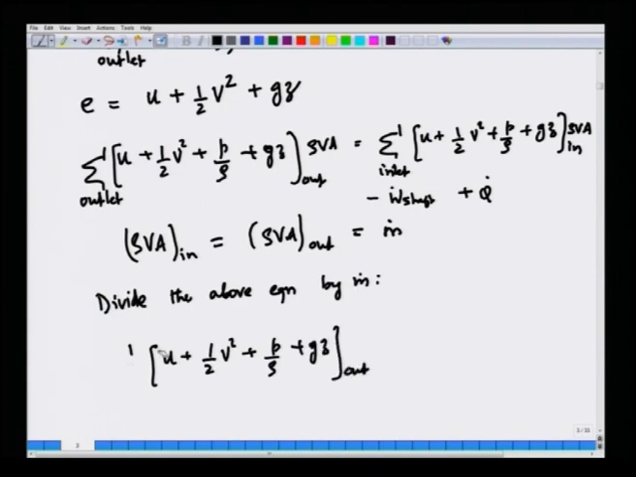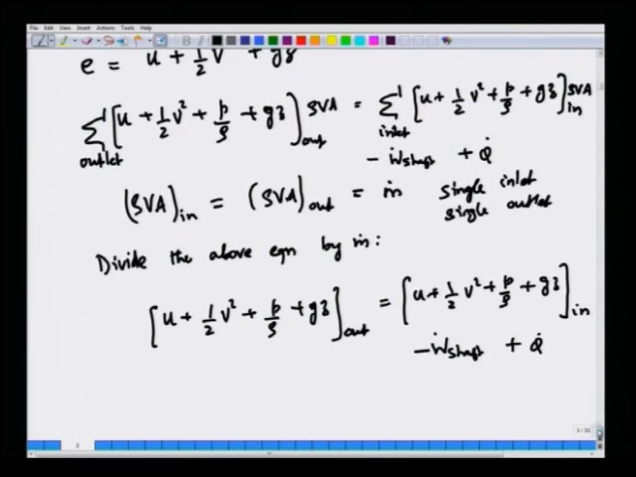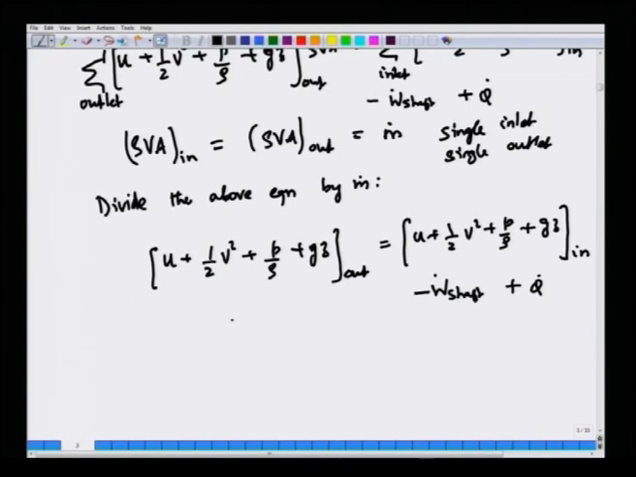So, let us just specialize to the case of single inlet and single outlet. Out is U plus half V squared plus P by rho plus GZ in, minus W dot shaft plus Q dot. Okay. Now, this is the most general energy balance. This is the special form for energy balance for a steady flow, uniform flow, and also with single inlets and outlets.